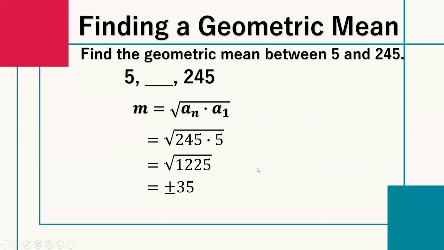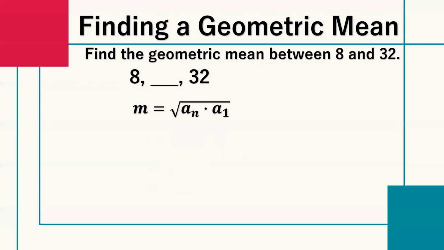So ibig sabihin, dalawa ang kukunin natin geometric mean kapag we have 3 terms, 5 terms, 7 terms, 9 terms, and so on and so forth. Kapag odd numbers yung sequence natin. Pag meron tayong odd numbers na terms, pag meron tayong 3 terms, 5 terms, 7 terms, ibig sabihin ang kukunin natin geometric mean is positive and negative na value. Okay, so we have positive 35 and negative 35.